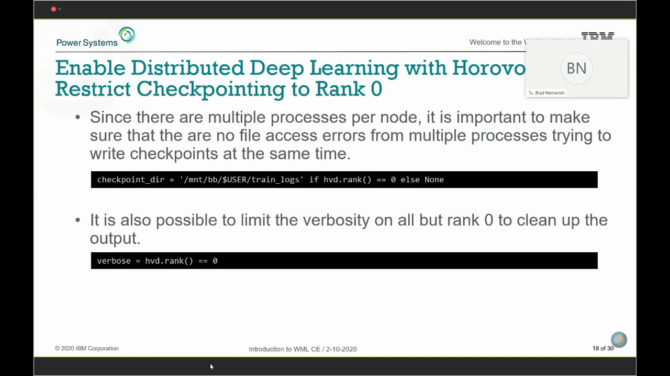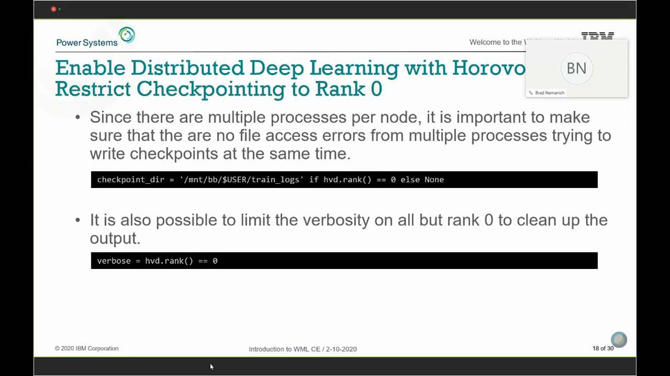If it happens to be that you want a checkpoint on each node, or you're writing to the local file system, maybe you only want a checkpoint on each local rank 0. But either way, you don't want multiple processes trying to checkpoint on each node. And there are other things that you'll want to restrict to rank 0.